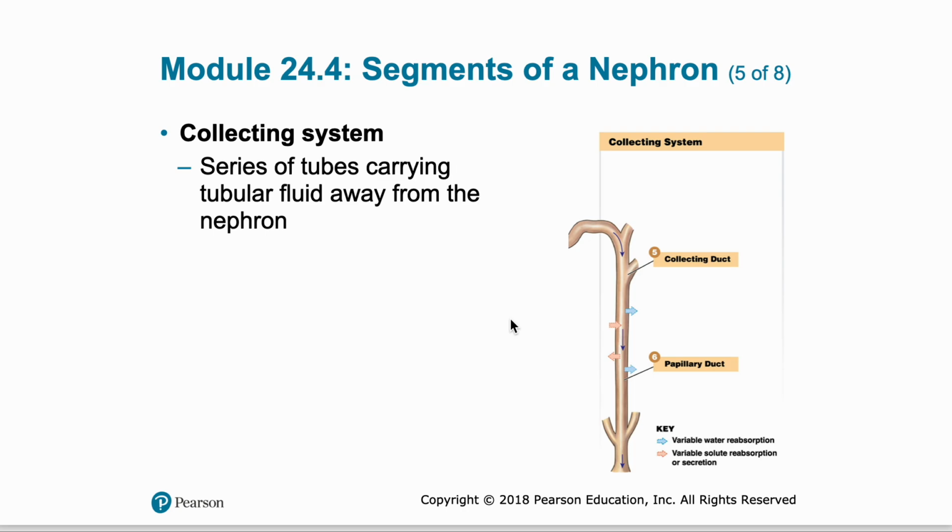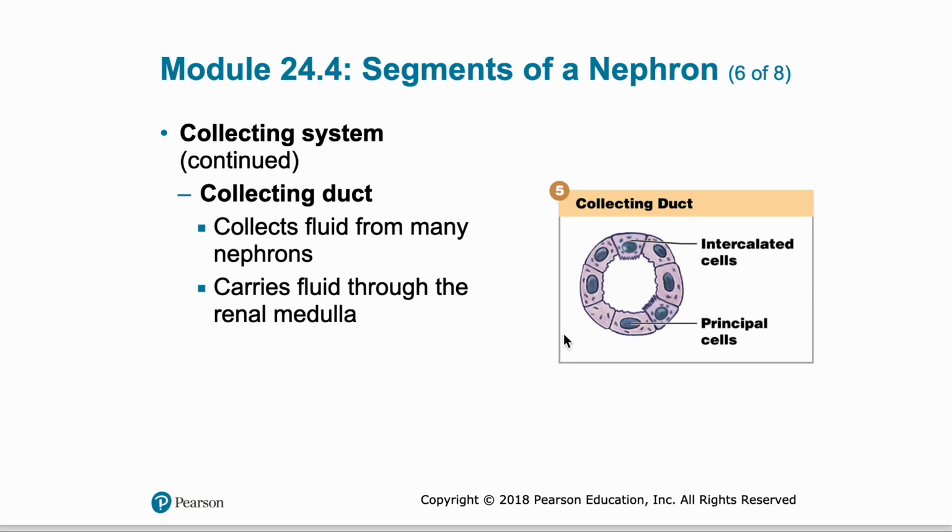So there's this one last opportunity to either reabsorb water or reabsorb a particular solute or excrete a particular solute. So it's our last chance to adjust the urine in the collecting system. Here is an image of what the collecting duct looks like. It is also simple cuboidal epithelium, but we're going to have two special kinds of cells. We're going to have intercalated cells and principal cells.